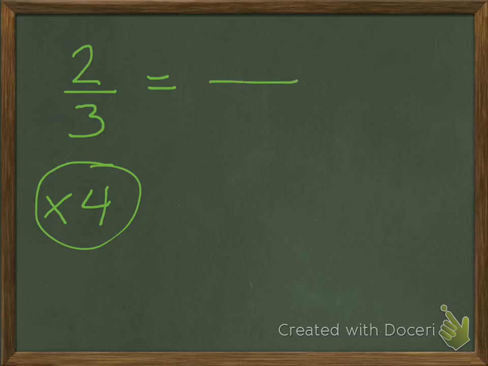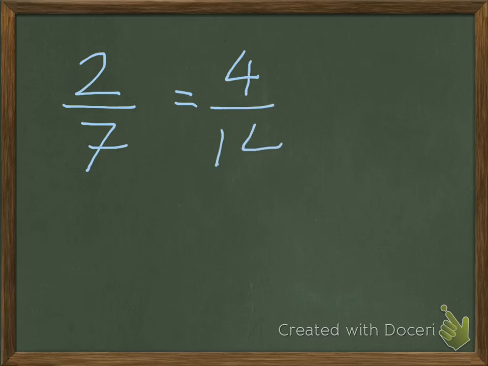So let's just go for some random examples. Let's have 2/3. If you were asked to write an equivalent fraction, as long as you multiply the top and the bottom by the same number, it will be correct. So let's have multiplying by 4. 2 times 4 is 8. 3 times 4 is 12.